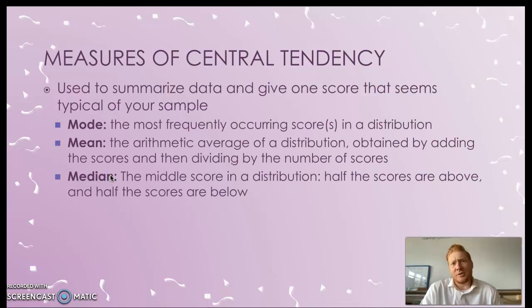So the measures of central tendency, you know these. You definitely know these. Mean, median, mode, right? Hopefully I don't need to explain those too much. But mode, most frequent; mean, the average; median, the middle score. Pretty standard.